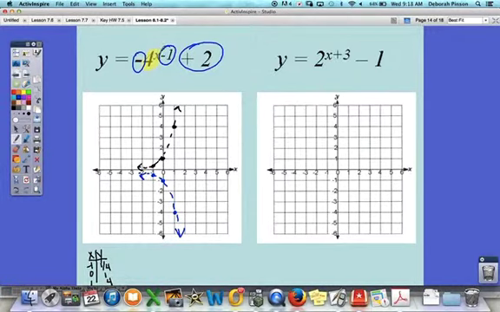Now I'm going to move it over 1 and up 2. So over 1, up 2, over 1, up 2, over 1, up 2. So there you go. There's my final answer.